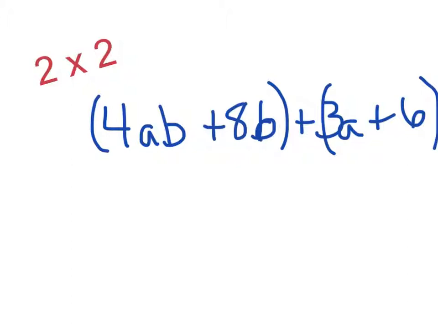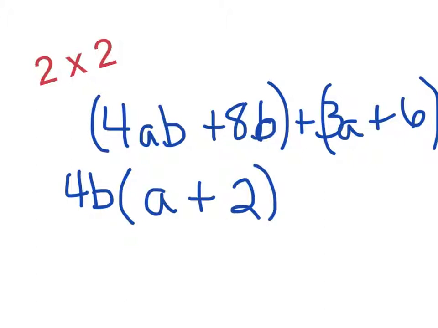So for the first group, their GCF is 4. They both have a 4 in common. And then they also both have a b. So out front, we're going to put 4b. And then what's left inside the parentheses, once we've taken out 4b, here is going to be a. And when you take out 4b from 8b, you are left with 2. Okay, so that now you have factored the first group.